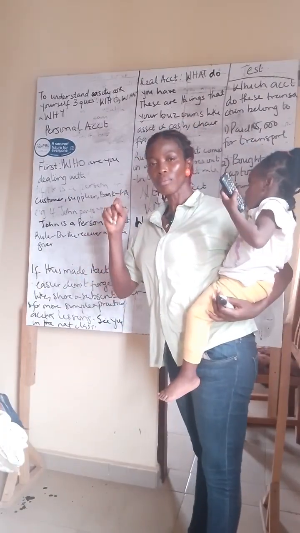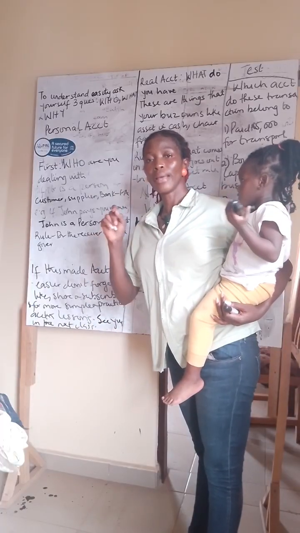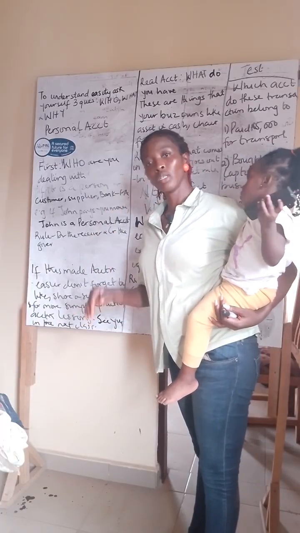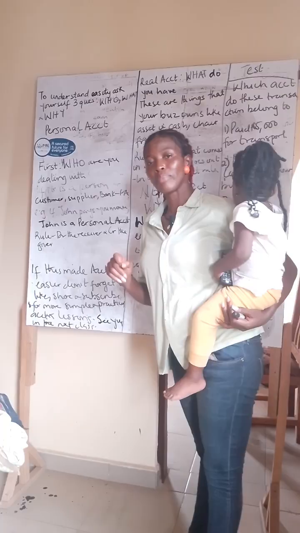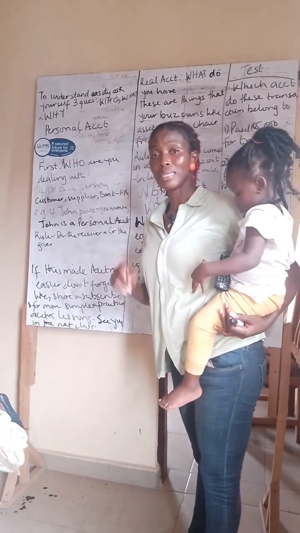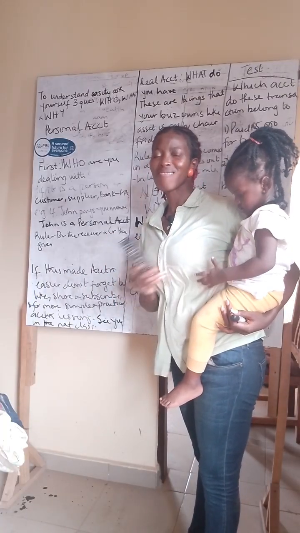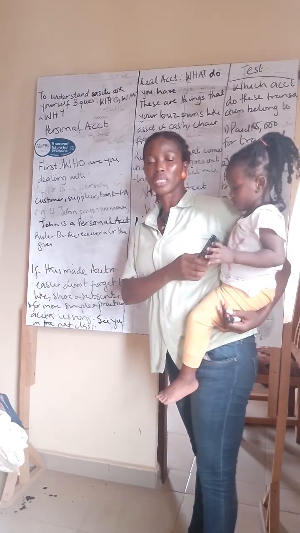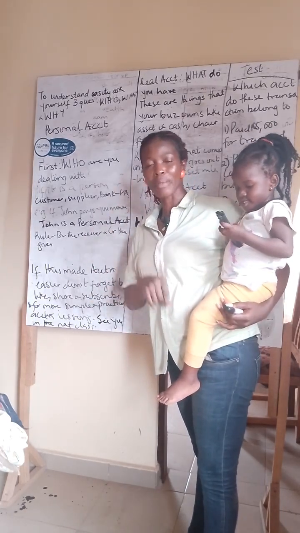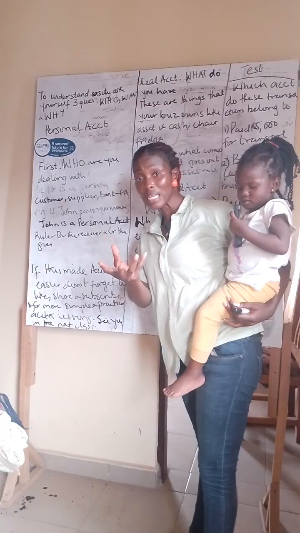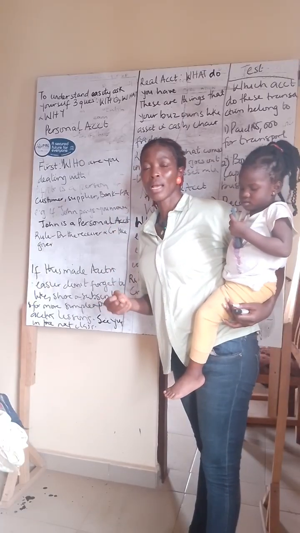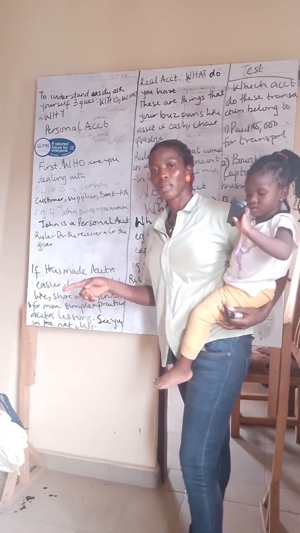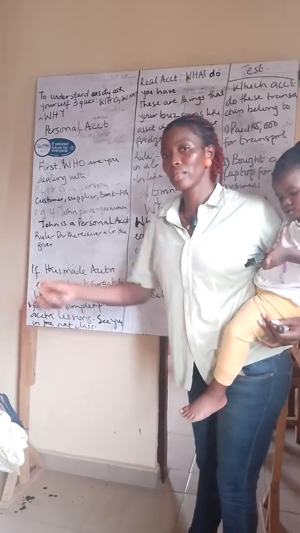Now, there's a rule in everything accounting. You must have heard this saying: debit the receiver and credit the giver. So when it comes to personal account, you're going to debit the person that receives the money, and then you credit the person that gives the money.